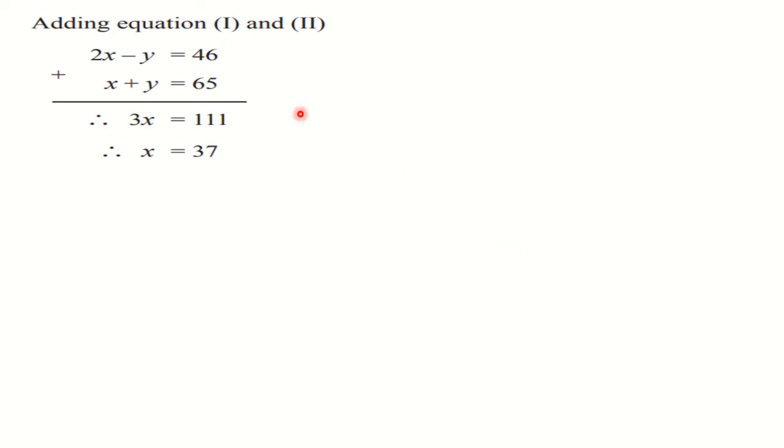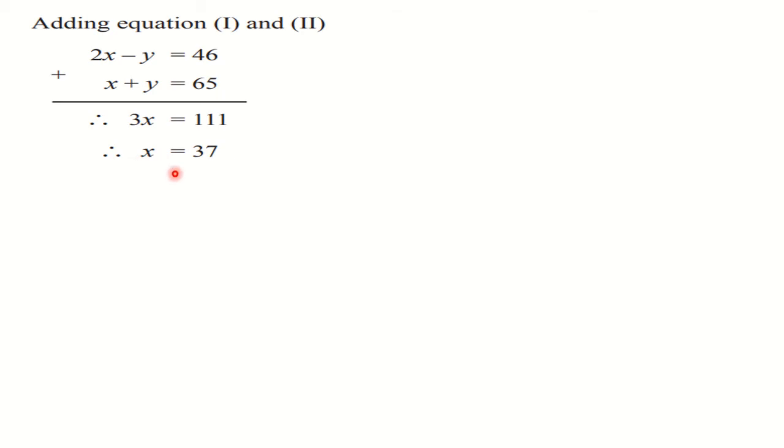So adding equations 1 and 2, write them one below another. This plus sign shows you that you are adding the equations. So minus y and plus y is cancelled. 2x plus x is 3x. And here 46 plus 65 is 111. And therefore x is equal to 111 divided by 3. You are going to divide. So when you divide 111 by 3, the answer is 37. So the value of x is 37. After adding, y is eliminated and we got the value of variable x.